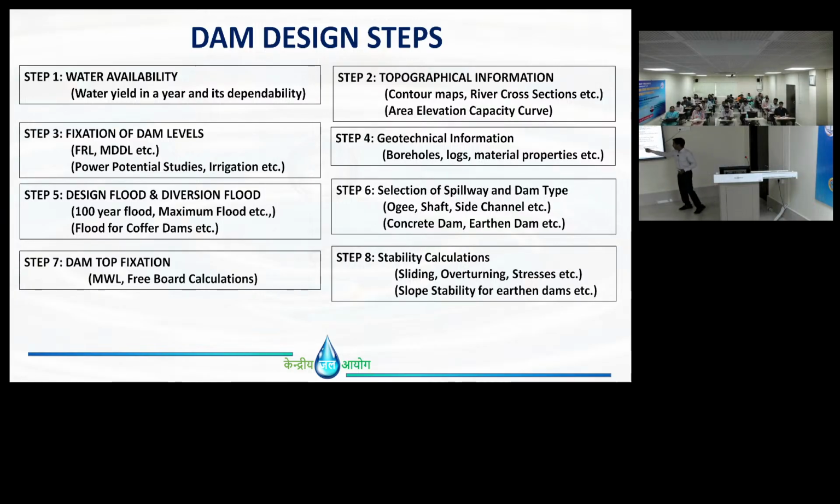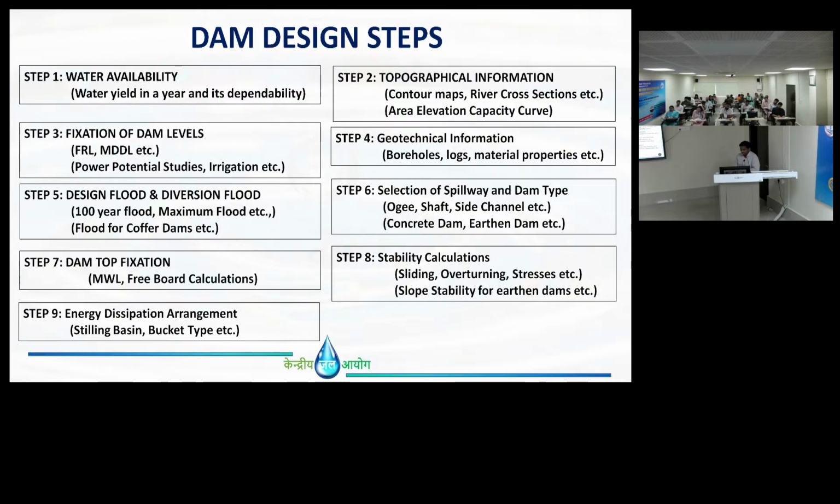Why do we do these stability calculations, this sliding, overturning and stresses? For failure only, but what is the difference between these two? Like I have clearly mentioned here, slope stability is for earthen dams, whereas this is for concrete dams. In concrete dams we do sliding check, overturning and stresses check, whereas in earthen dams we do slope stability for upstream slope and downstream slope separately. In earthen dams we don't check for sliding stability.